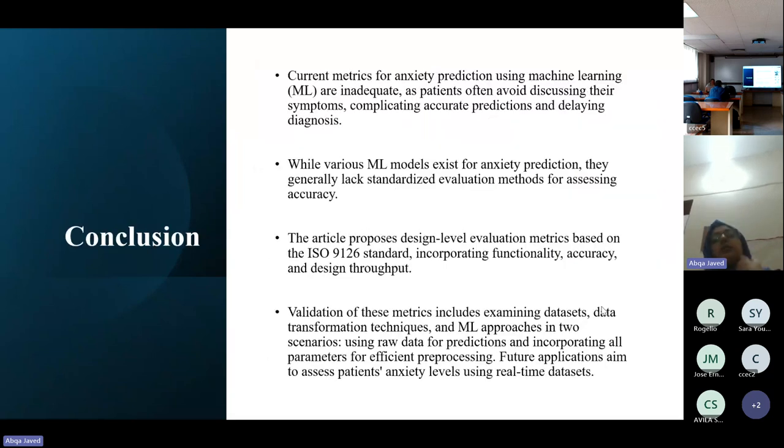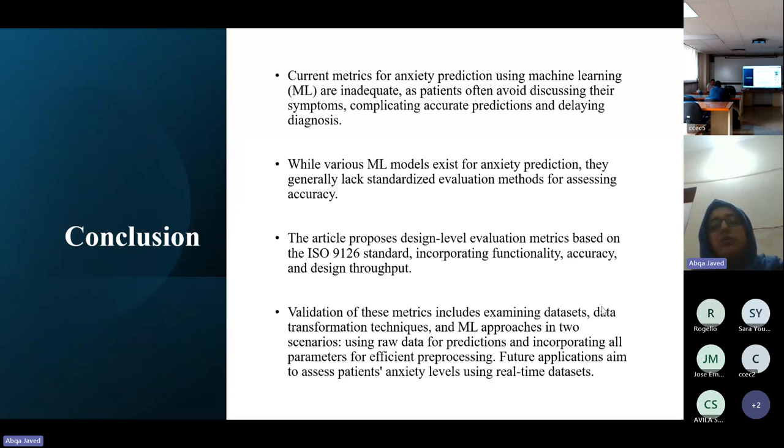Here is the conclusion of our study: the current metrics for anxiety prediction using machine learning are inadequate, as patients often avoid discussing their symptoms, complicating accurate predictions and delaying diagnosis. Here is the major concern while we are going towards predicting anxiety. While various ML models exist for anxiety prediction, they generally lack standardized evaluation methods for assessing accuracy.